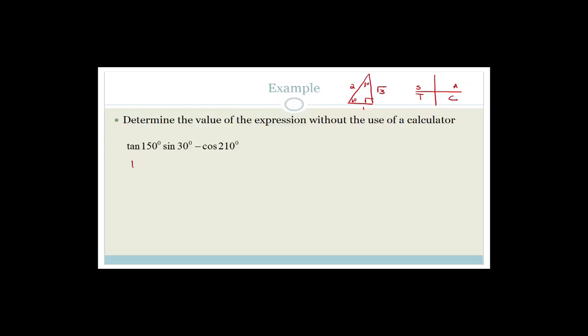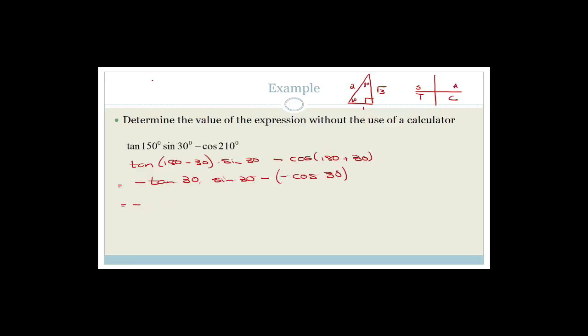So tan of 150 is the same as tan of 180 minus 30, multiplied by sine 30 minus cos of 180 plus 30. Now tan of 180 minus 30 is going to be in the second quadrant, and that is negative, so it becomes negative tan 30 multiplied by sine 30, we'll just leave that as it is, minus cos of 180 plus 30, which is in the third quadrant, so that becomes a negative, so it's negative cos 30. Minus times a plus is a minus.